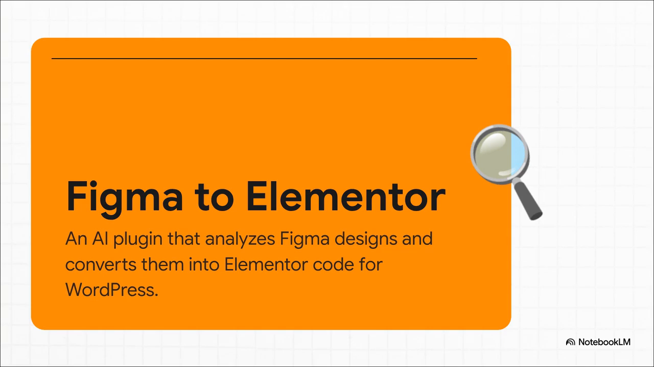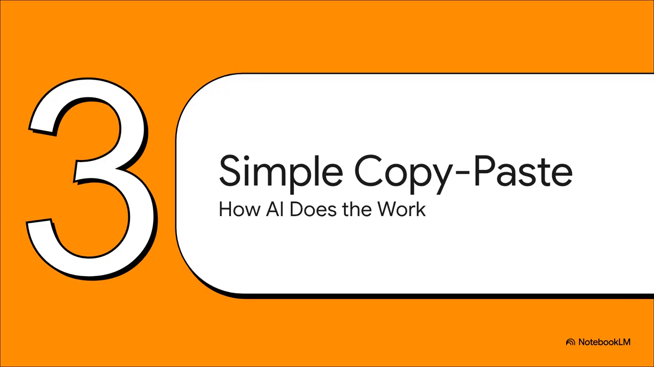So what is it really? Think of it like an AI translator. It's smart enough to look at your visual design, the layout, the styles, the spacing, and it automatically translates it into the real, functional building blocks that Elementor uses for a WordPress page. Now, here's the best part. The workflow is ridiculously simple. We're not talking about learning some complicated new software. It's designed to be as easy and intuitive as copying and pasting.